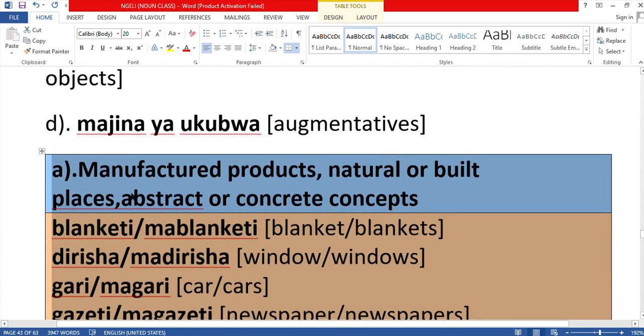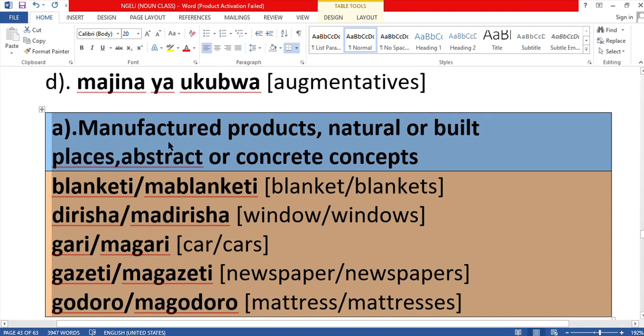So let's see some examples of these nouns. After looking at the examples, we will learn how these nouns agree with other types of words. So don't go away after we have learned these new words. Stay tuned so that you may learn how these nouns agree with other types of words, like adverbs, pronouns, and verbs. Okay, so we start. Manufactured products, natural or built places, abstract or concrete concepts.